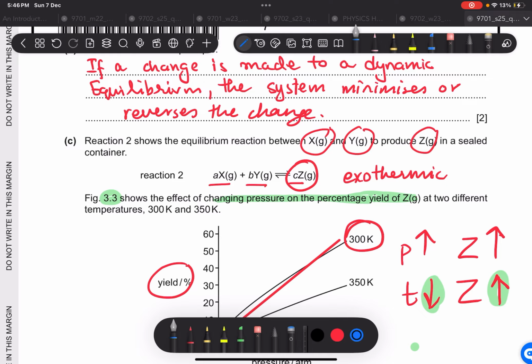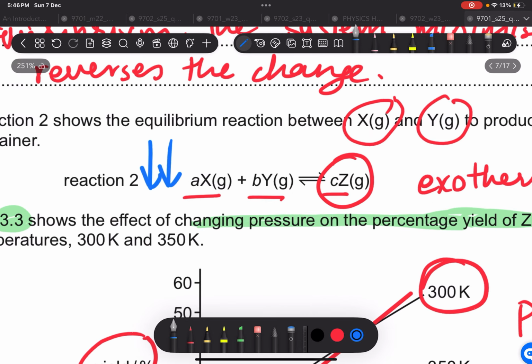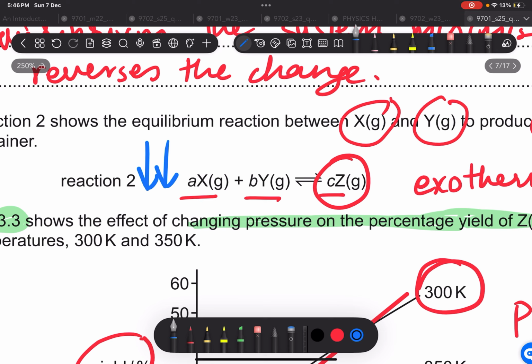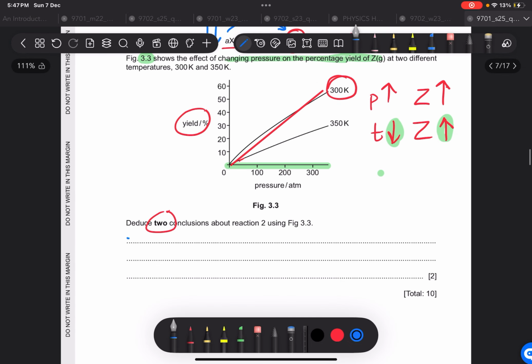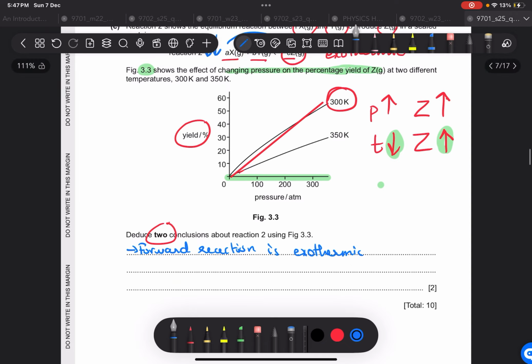Because when we decrease the temperature, the equilibrium tries to reverse it. It tries to increase the temperature. And how will the equilibrium increase the temperature? It's going to increase the temperature by moving the reaction in the forward direction, because the forward direction is exothermic. So it will move forward. So what are we going to say? We're going to say the forward reaction is exothermic. That is what we can see. And the second statement is going to be from the pressure.